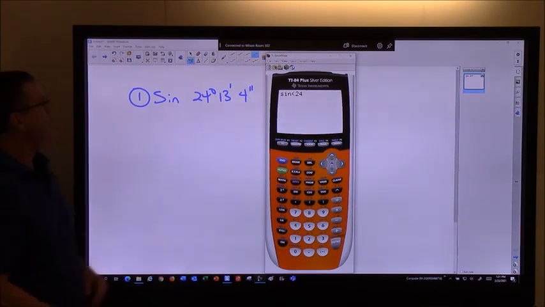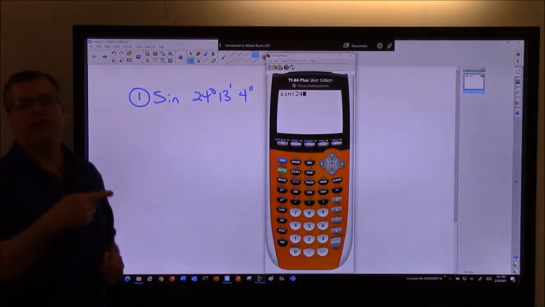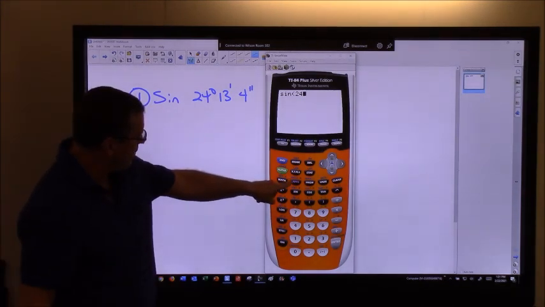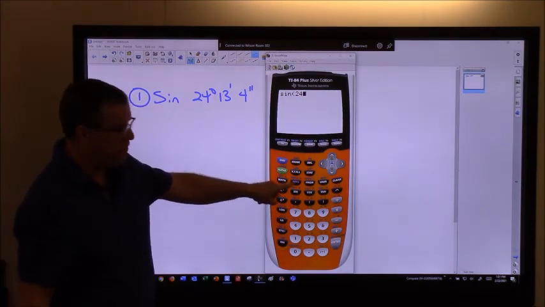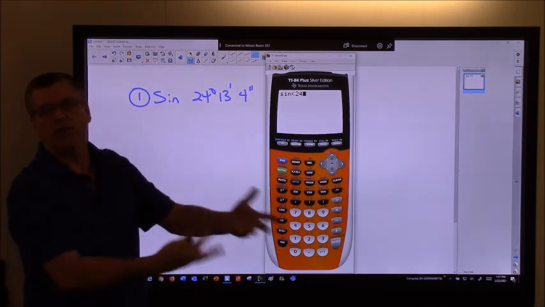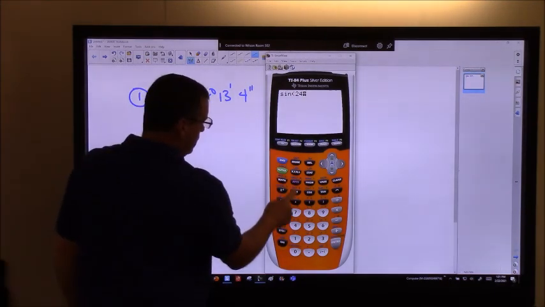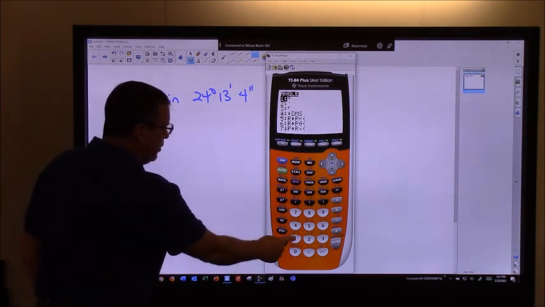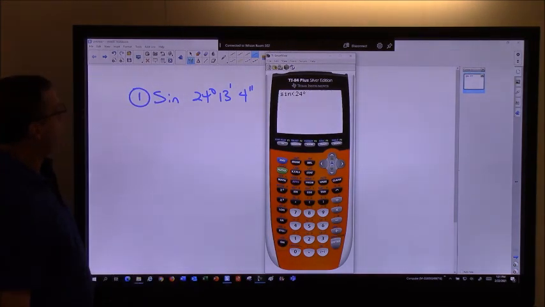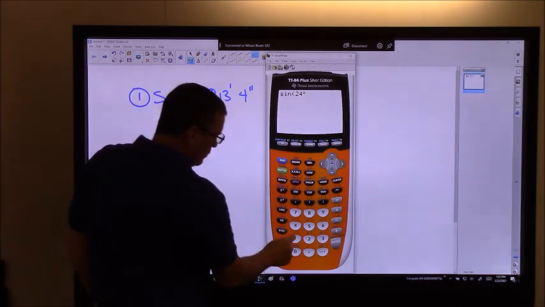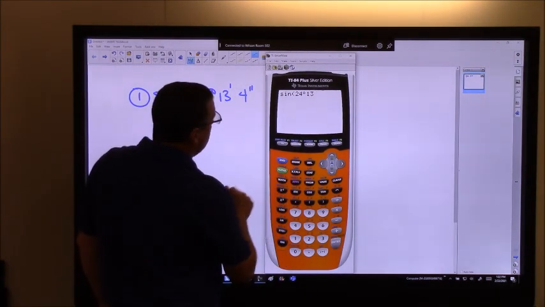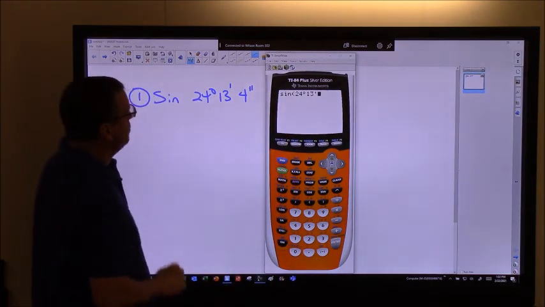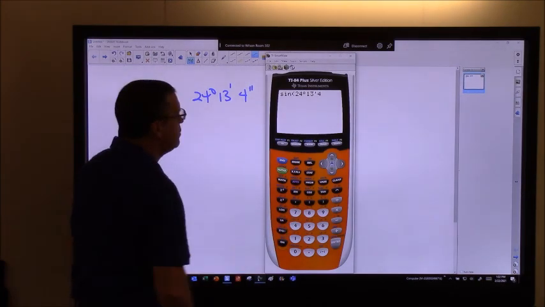And so now the question is, how do I get the degree sign or the minute or the second sign in there? And if you look right here, the second function for this apps button is angle. That's where I go to get angle stuff. So second angle, and look right there. There's our degree sign. So option 1. So sine of 24 degrees, I got 13 minutes. So I'll go second angle, and I'll choose option 2 for minutes, and then 4 seconds.